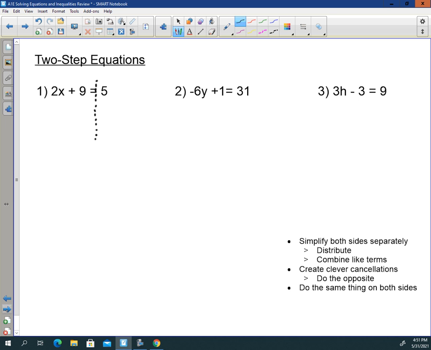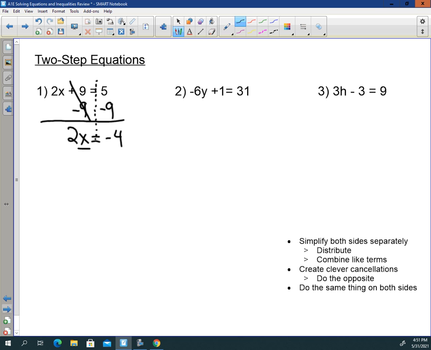Now in this one, it's just a little bit more complicated because you might try to divide by 2 right now, and then you would find yourself having a complication. So why don't you instead start with subtracting 9? Because you know that that's going to clear that out of that side. As long as you do the same thing to both sides, you're okay. Now that 9 is gone, which is handy, you have 2x left over equals 5 minus 9, which is negative 4.